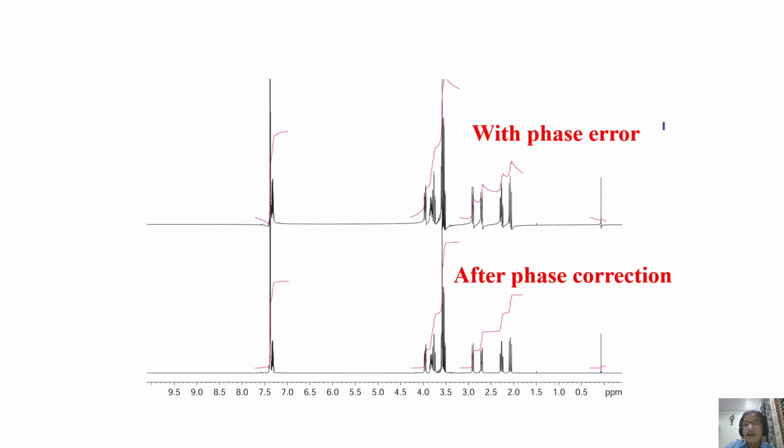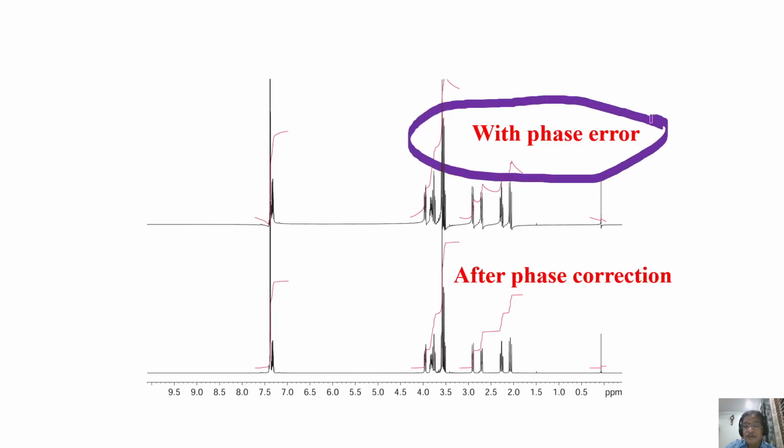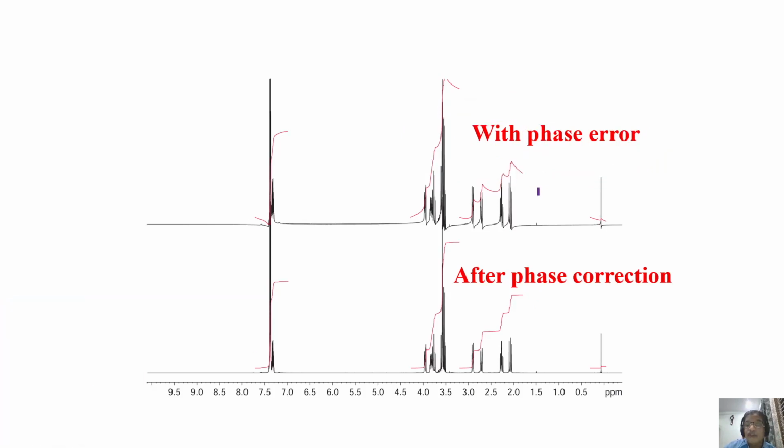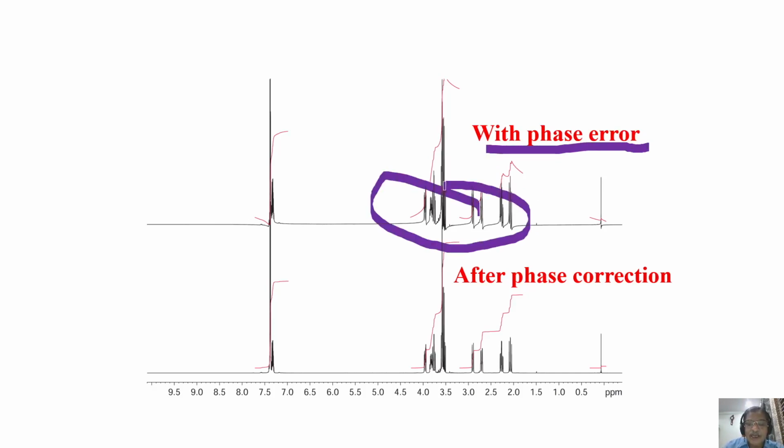This is the type of spectrum you are going to see. This is without phase correction. I'm sorry, not with. This is without. There's a mistake. It's a typo. I'm sorry about it. Not without phase correction. It is with phase error. Okay. There is error incorporated here.